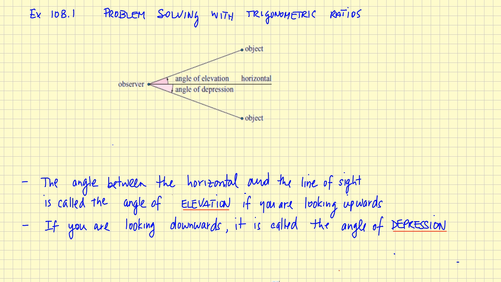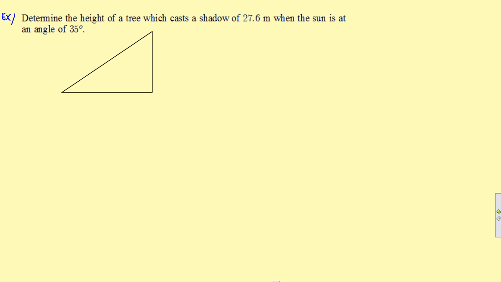Now, let's get to the first problem. It says, determine the height of the tree that casts a shadow of 27.6 meters when the sun is at an angle of 35 degrees. The first thing I would write down very quickly is just SOHCAHTOA, so you know what your ratios are. And I would say, okay, I'm looking to see how high my tree is. And so here's my tree.